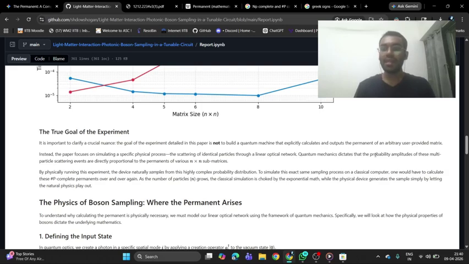Quantum mechanics dictates that the probability amplitudes of these multi-particle scattering events are directly proportional to the permanent of various n by n submatrices. By physically running this experiment, the device naturally samples from this highly complex probability distribution. To simulate this exact same sampling process on a classical computer, one would have to calculate these #P-complete permanents over and over again. As the number of particles n grows, the classical simulation is choked by the exponential math, while the physical device generates the sample simply by letting the natural physics play out.